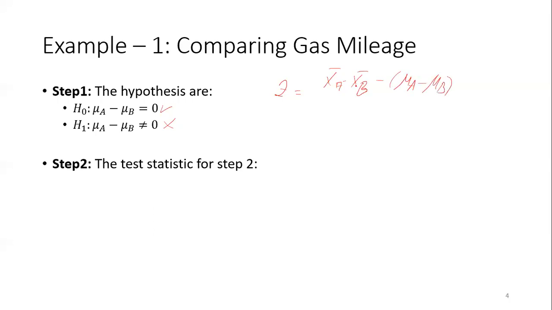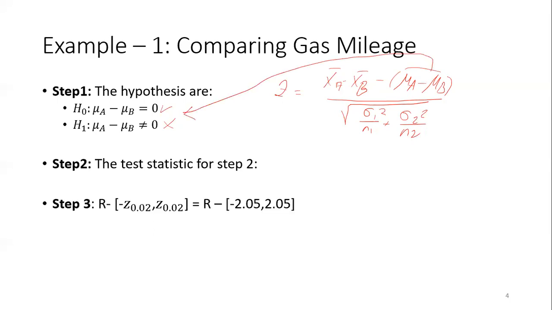Because xA bar minus xB bar was a normal random variable with this mean. And what was the standard deviation? The standard deviation is the square root of sigma 1 squared divided by n1 plus sigma 2 squared divided by n2, okay? And what is mu A minus mu B? It comes from the hypothesis, which is 0, okay? So this is my Z.